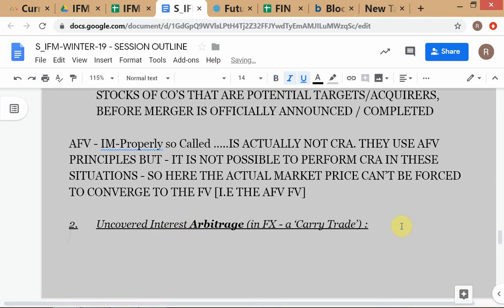The third example I'll give you, which you should know, is what is called volatility arbitrage. This is also not a proper use of the word arbitrage. Volatility arbitrage, what is this? I've already described this to you.